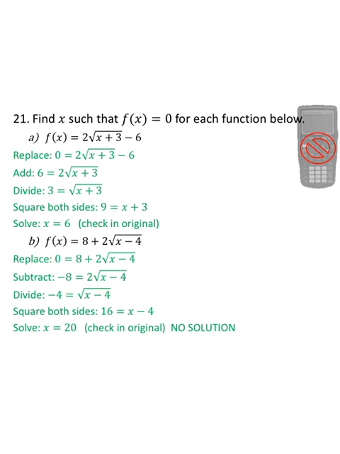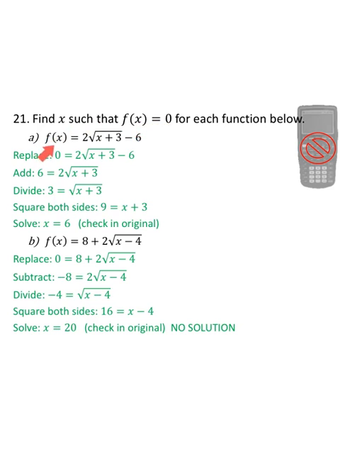Same functions, but now we're going to do something different. We're going to find x such that f of x equals 0. Now, think about what that means. Find x. So I'm not replacing x. I want to know what x is. So at the very end of my answer, I'm going to have x equals. Such that, all right, so this is giving us a condition. f of x is 0.